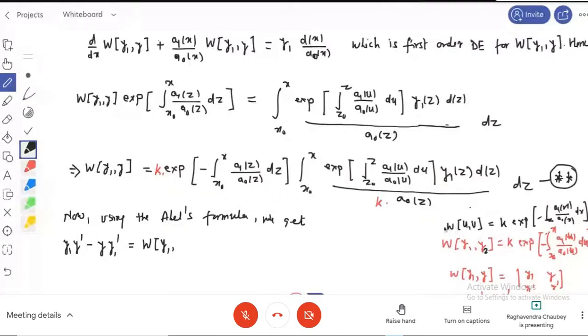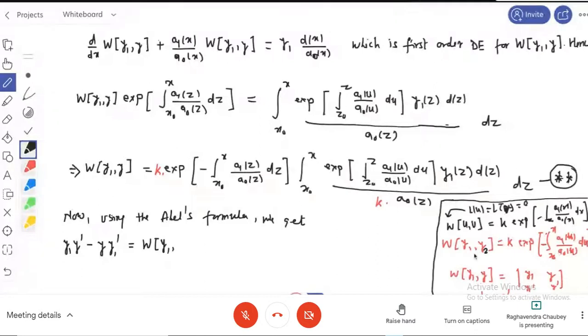Here one condition is mentioned: in the last class you had seen that here you can write Lu and Lv equals 0. So that's why here y1 and y2 are solutions of that. Then this condition holds. This is Abel's formula.